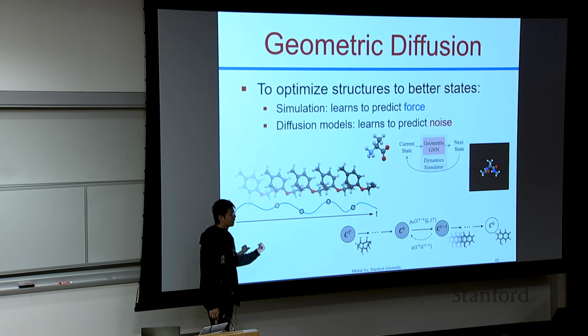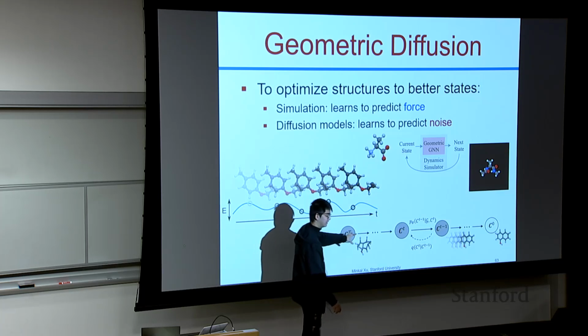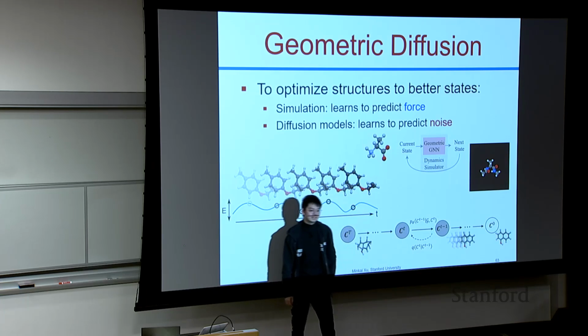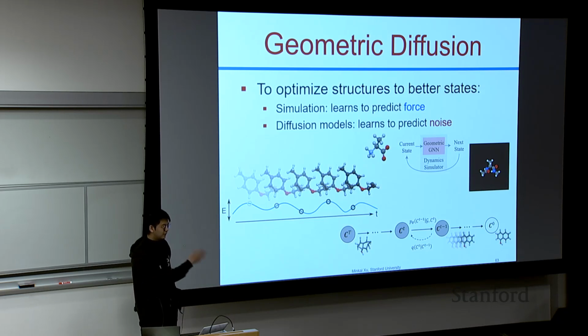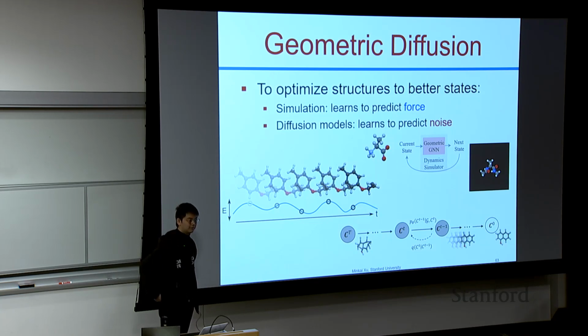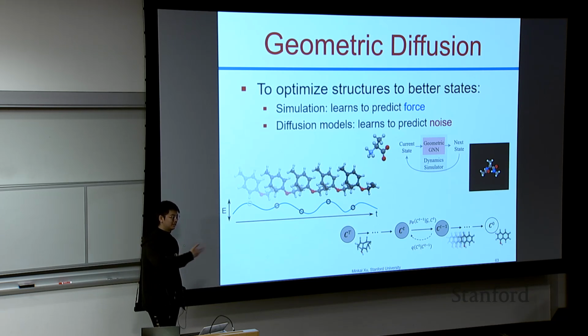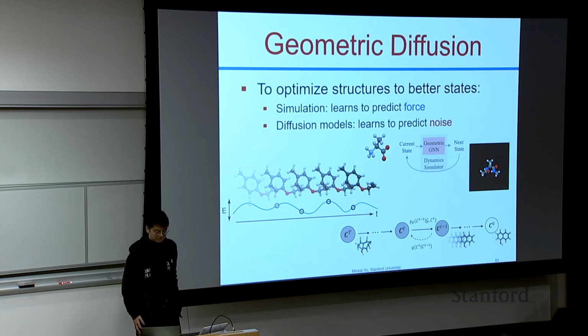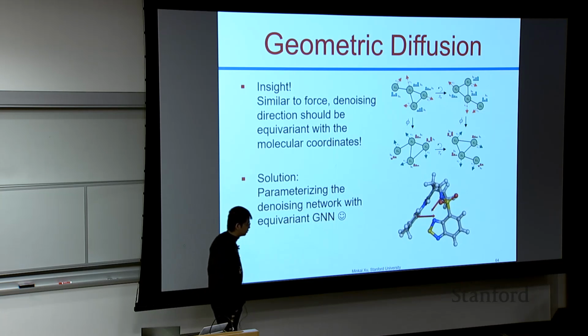And here, you also have a structure you input to the neural network, and it tells you a denoising direction. So you follow this denoising direction to update your structure. So this is kind of similar, right? Output a dense matrix and optimize your structure. And the insight of this observation is that it is similar to force.